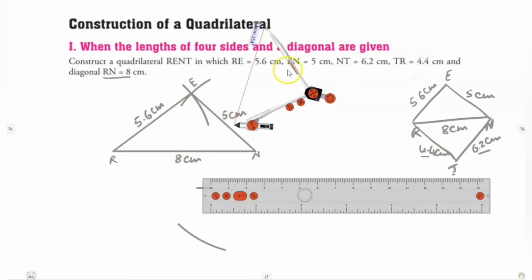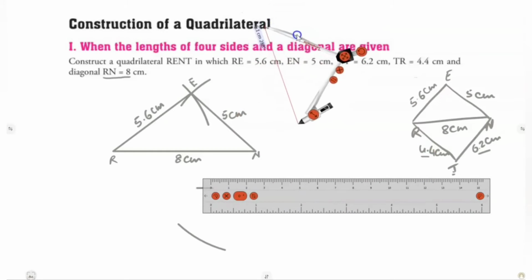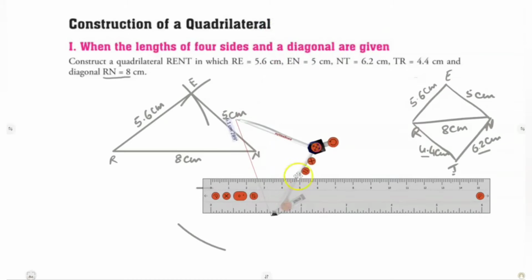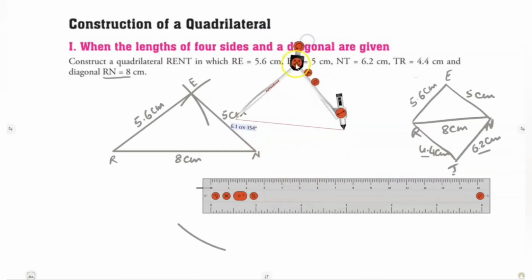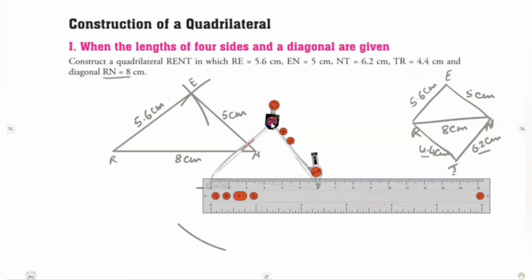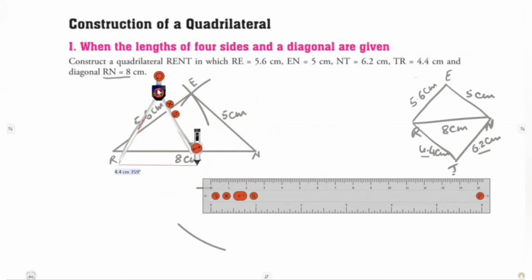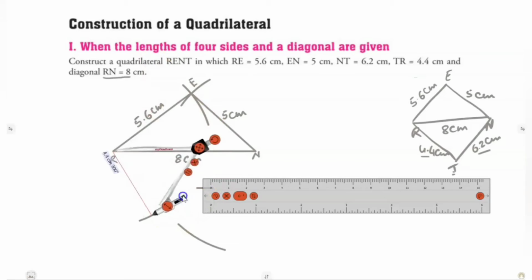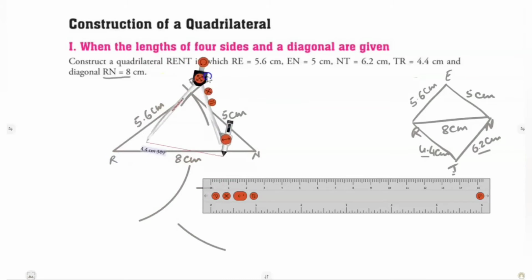Next, again take the radius of 4.4 centimeters. Take the compass and open 4.4 centimeters radius. Now we are going to construct RT, which is 4.4 according to the given data. So open 4.4 centimeters carefully, and with R as center, draw another arc to cut the previous arc. Here the arcs are not cutting.